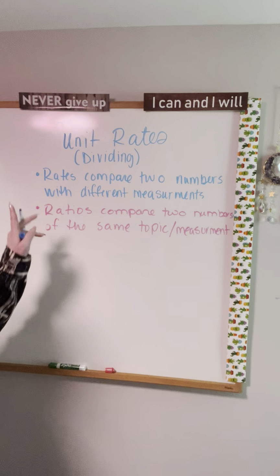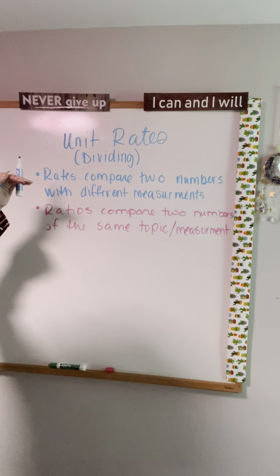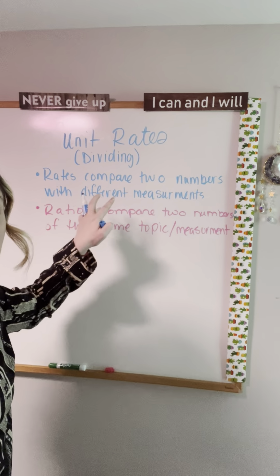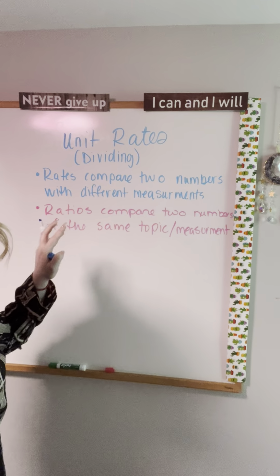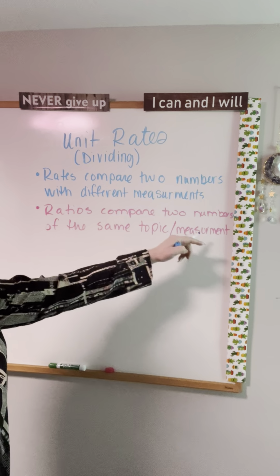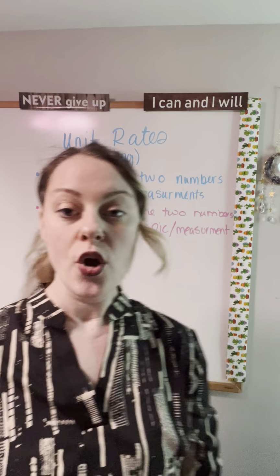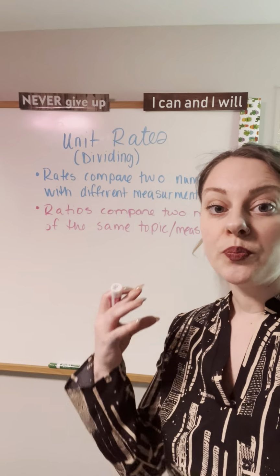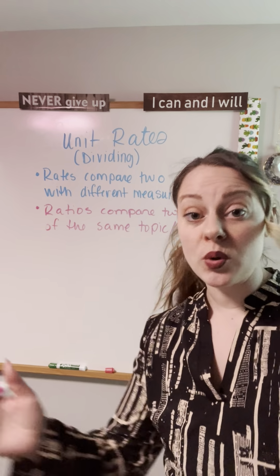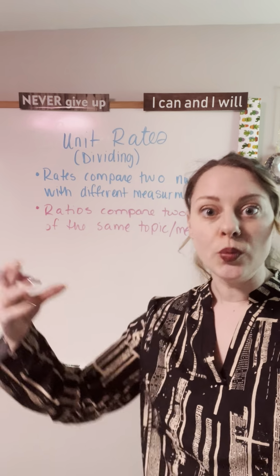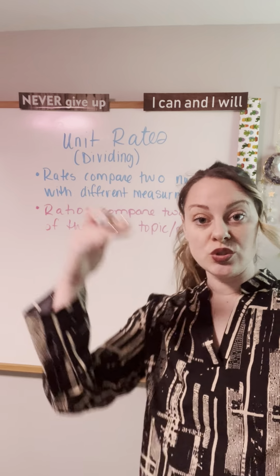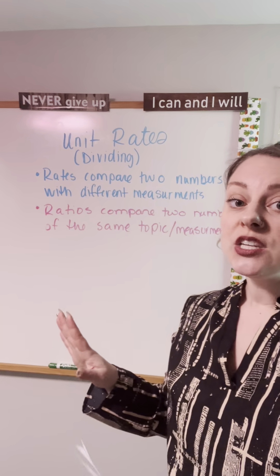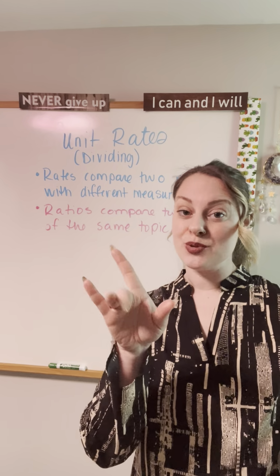So here we go. I'm going to first talk about the difference between the two. Rates compare two numbers with different measurements. And ratios compare two numbers of the same topic or measurement. For example, with a ratio, I could be comparing circles and stars. Those are both shapes. I could compare boys to girls. Those are both humans, right? I could compare adults to students, humans. If you can see what I'm saying. So I'm going to write down the difference between that and the rate.